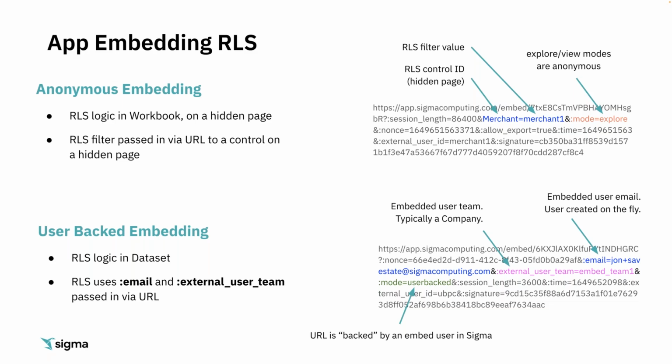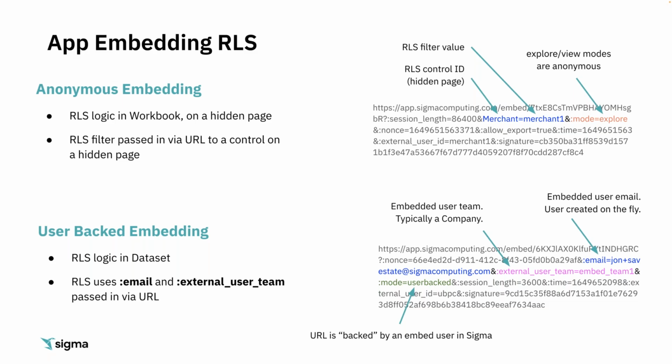So the URL looks a little different. You'll see there's an email address and an external user team. You'll notice there's a colon in front of email and a colon in front of external user team. Anytime you see a colon in front of one of these arguments in the URL, what it means is that it's an internal Sigma parameter in the URL. You would not put a colon, for example, if you were passing in a control ID.